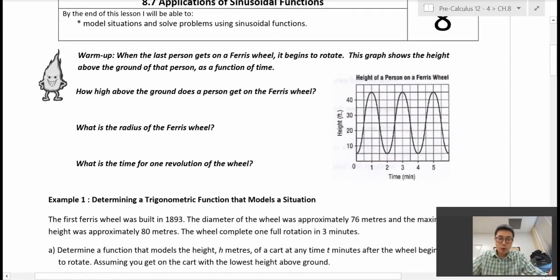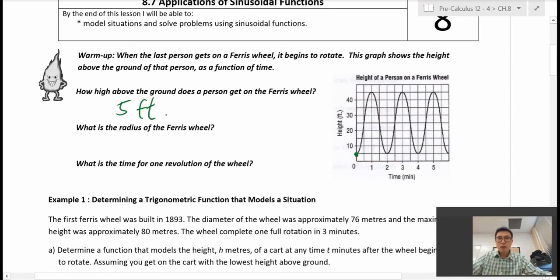Well, I guess that's when the time is 0, right? So what's the height of this person, or how high above the ground is this person when time is 0? Because that's when he gets on. It looks like this is when it gets on, when time is 0. And the height looks like 5 feet to me, right? Because 2 boxes is 10, which means 1 box is 5. So 5 feet.